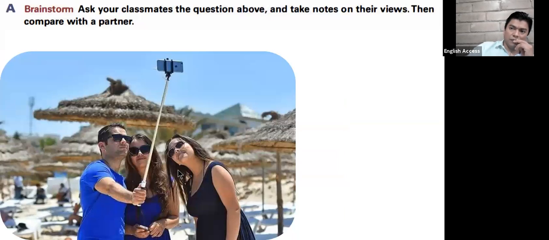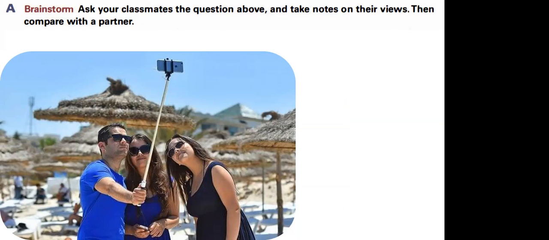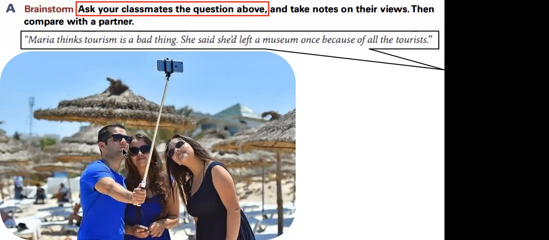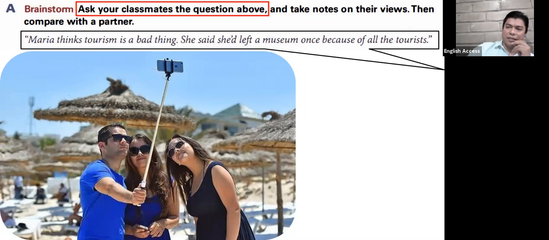Ask your classmates the question above and take notes on their views, then compare with a partner. What question? It says, ask your classmates the question above. What question is that? Are tourists a good or bad thing? So please ask each other. We have an example here. You need to take notes on what your classmates answer, and then you're going to compare.